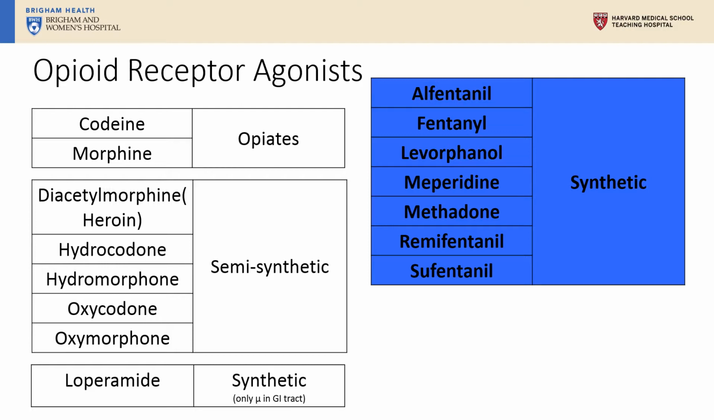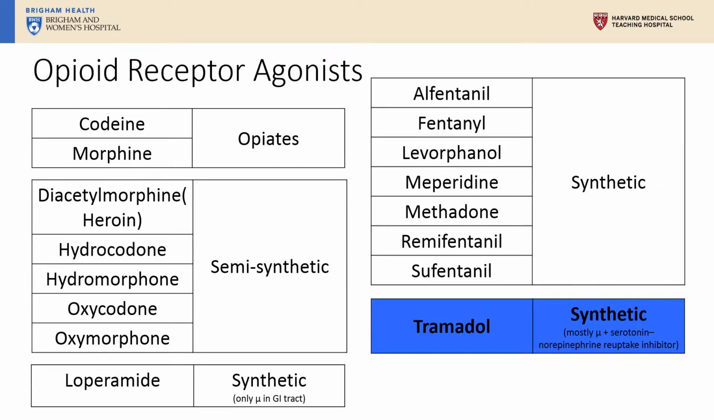Meperidine may also be a kappa agonist in addition to mu, and methadone, in addition to being an opioid agonist, is also an NMDA receptor antagonist. This agent will be discussed at length in other videos.